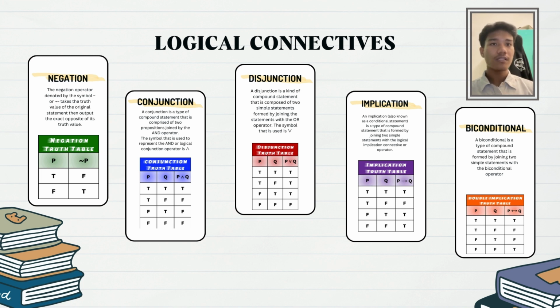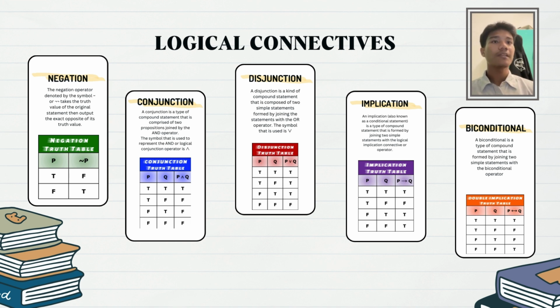Then we go to the disjunction. A disjunction is a kind of compound statement that is composed of two simple statements formed by joining the statements with the OR operator. So you can see through the disjunction truth table, if P is true, Q is true, the answer will be true. If P is true, Q is false, the answer will be true. If P is false, Q is true, the answer will be true. If P is false, Q is false, the answer will be false.